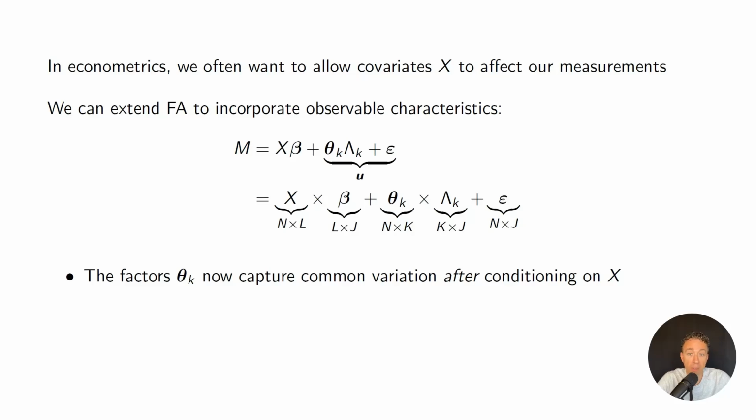So maybe one example of an X that we should consider residualizing out is age. So if I took the college entrance exam as a 16-year-old versus an 18-year-old, that might matter a lot. And so I would want to correct for that systematic covariate in the measurement system.